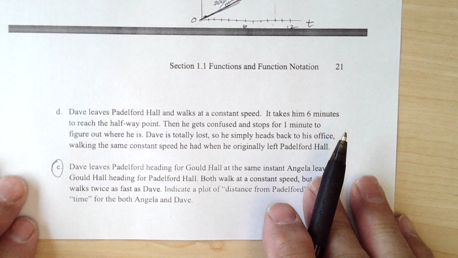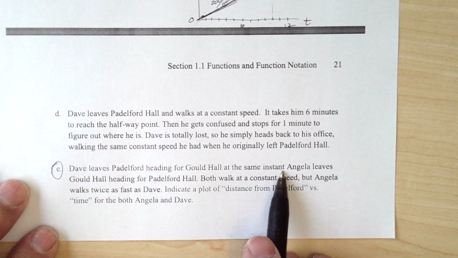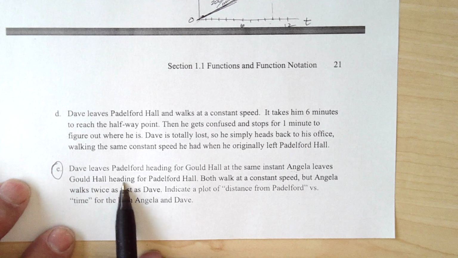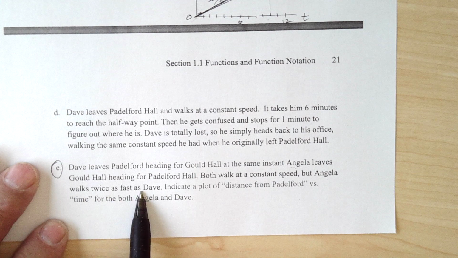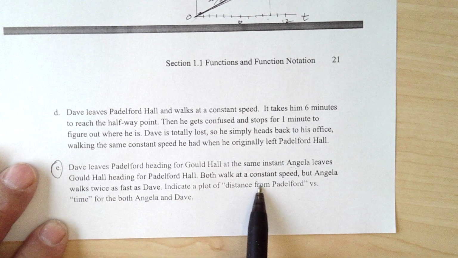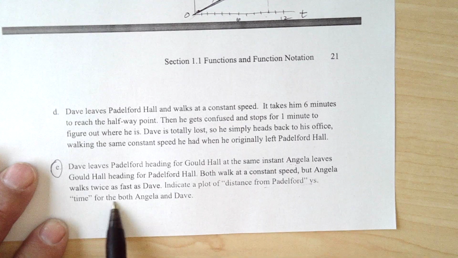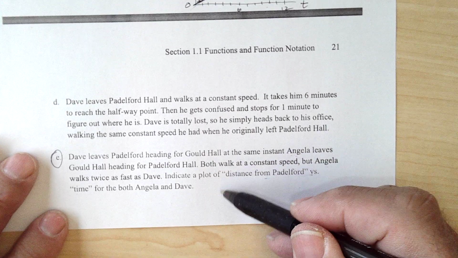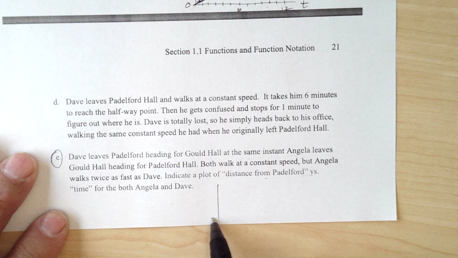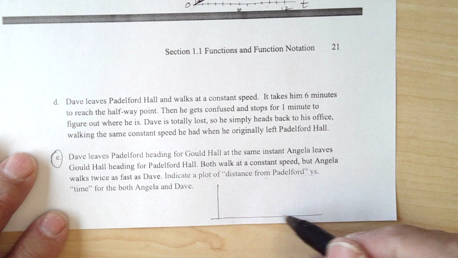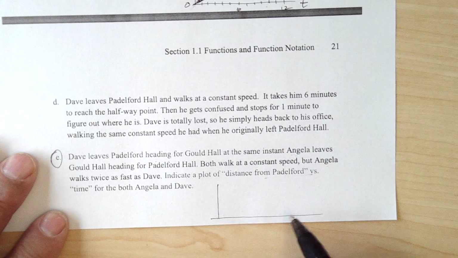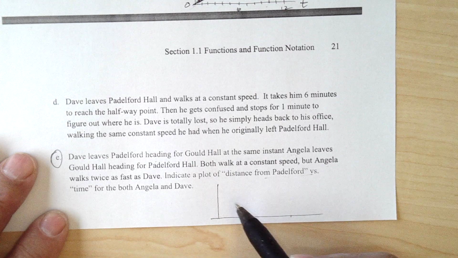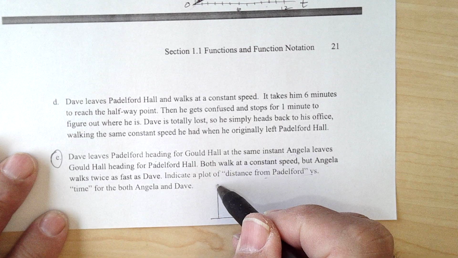Okay. Dave leaves Padelford Hall, headed to Gould Hall. At the same instant, Angela leaves Gould Hall and headed to Padelford Hall. Both walk at constant speed, but Angela walks twice as fast as Dave. Indicate a plot of the distance from Padelford versus time for both of these. Well, now we don't know. It didn't say that Dave walks his normal 200 feet per minute or anything. So we really don't know how much time it'll take him to get there.